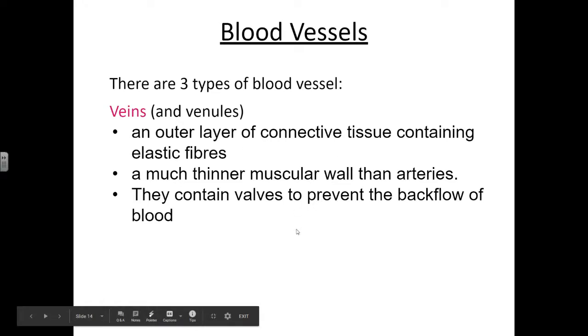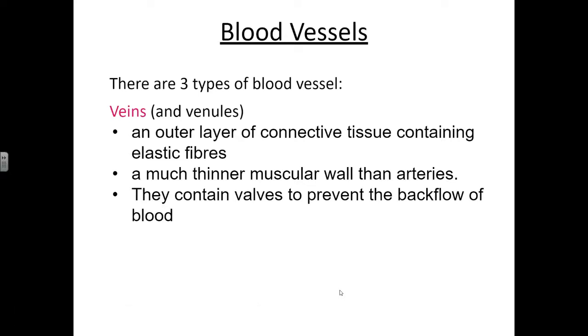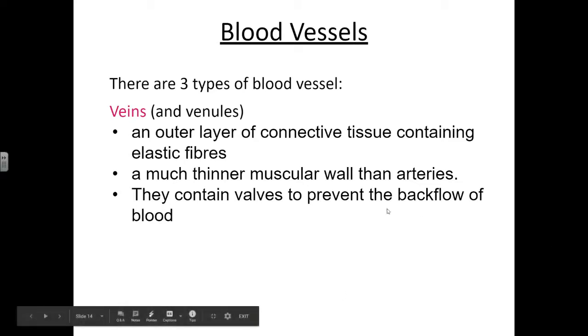Inside that lumen, they have valves. That means that as the blood moves forwards, when you then stop contracting your muscles, if the blood tries to flow back the way it's just come, it can't, because valves close behind it and stop that happening.